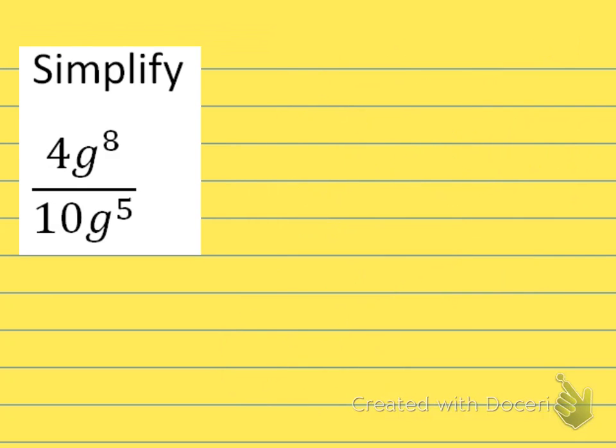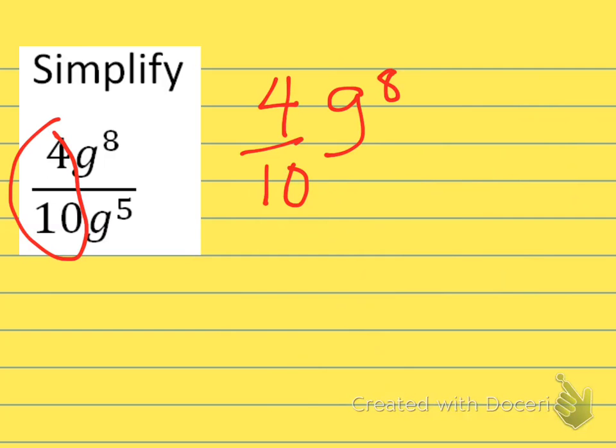Let's take a look at the next problem. 4 times g to the 8th power divided by 10 times g to the 5th power. We have a fraction, and then we have these powers like the similar problem. Again, what I recommend doing is worry about the coefficients first, 4 over 10. If you can simplify it, why not go ahead and simplify it? What number goes into 4 and 10 evenly? That's right, the greatest common factor is 2. So you divide it by 2, 4 divided by 2 is 2, 10 divided by 2 is 5. So what we're going to have left is 2/5.